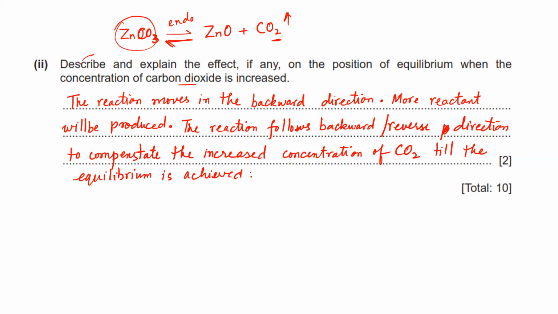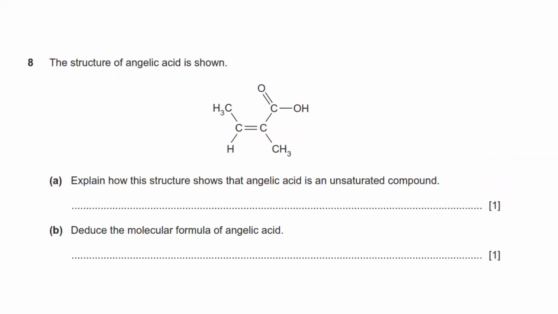Okay, so remember, whether you increase the temperature or increase the concentration on one side, the reaction will always follow a path that will move the reaction to its equilibrium state. Okay, so now moving to the next question, question number 8. It says the structure of angelic acid is shown. Wow, it's interesting. So explain how the structure shows that angelic acid is an unsaturated compound.